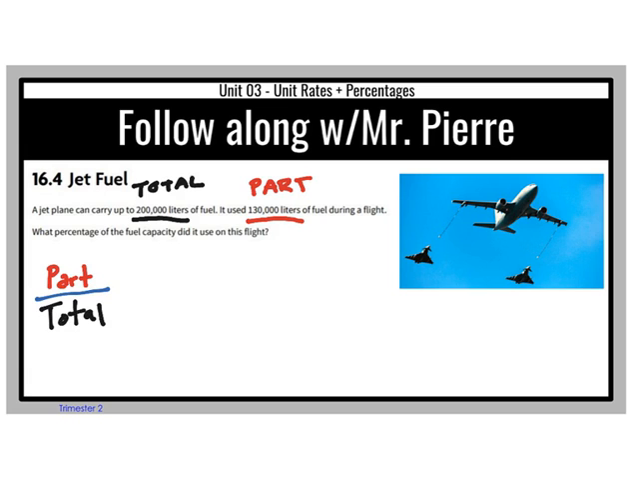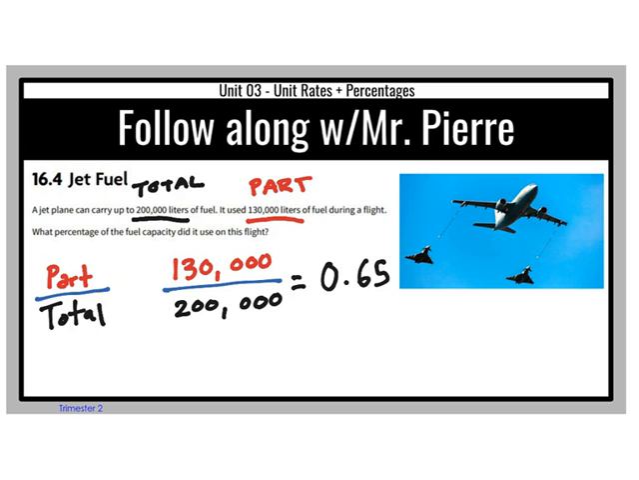So what does that look like? Well, that'd be 130,000 over 200,000. So we have our part over our total. And now that we have our part over our total, we can just take out our calculator. When we divide 130,000 divided by 200,000, what's the quotient going to be? Well, 130,000 divided by 200,000 is equal to 0.65.